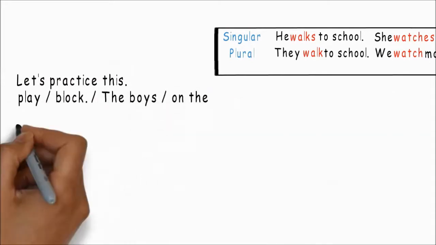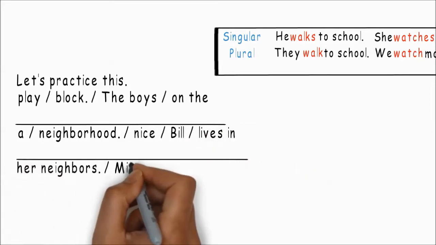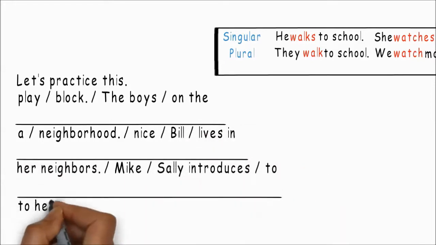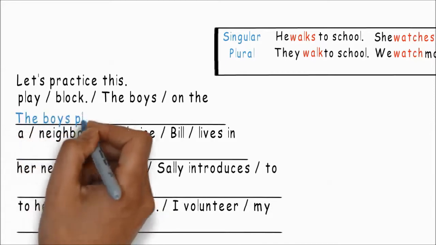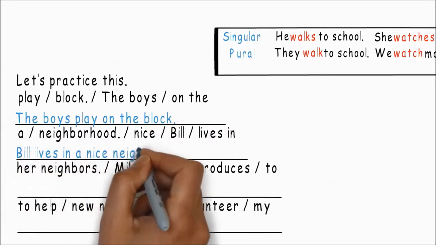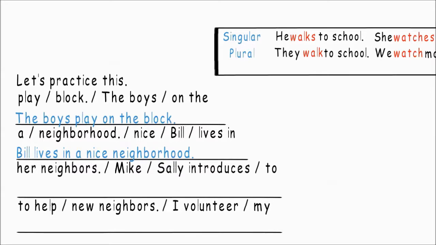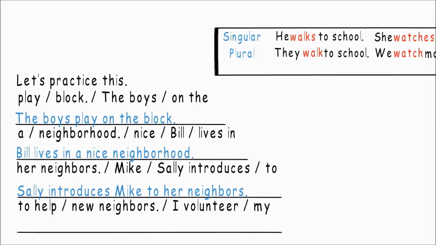Play, block, the boys, on the. We're going to make sentences out of these words. So pause the video after I finish writing them, and we'll make the sentences together. The boys play on the block. Bill lives in a nice neighborhood. Sally introduces Mike to her neighbors. I volunteer to help my new neighbors.